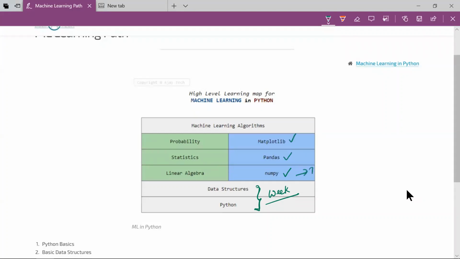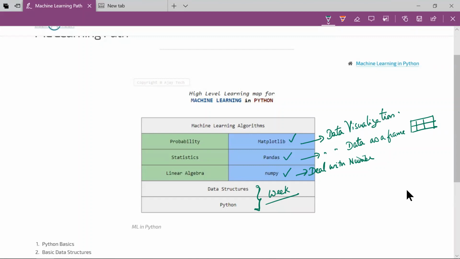So this is to deal with numbers. Okay, so this is to deal with data as a frame. Frame means like this, like an Excel sheet. Okay, this is for data visualization. Okay, so this is the technical part in Python. So think of this as all Python. Okay, these are all packages in Python.